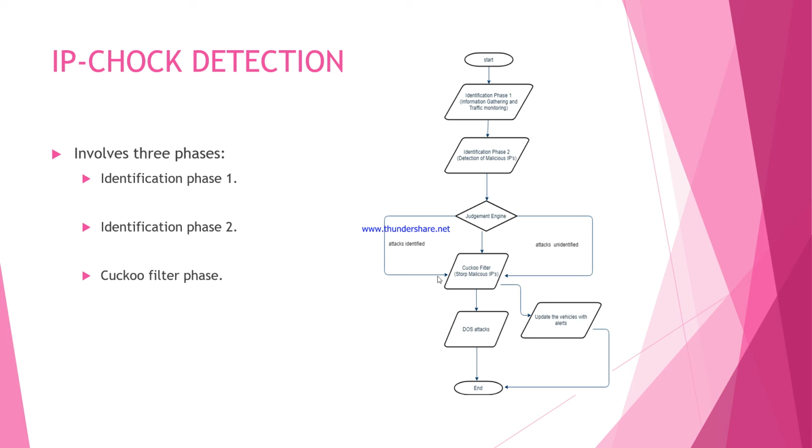In this stage, based on the information collected from the previous phase, the cuckoo filter alerts all the other vehicles that are present in the network through an alarm and sends some details about the vehicle. The alert is only sent to the network vehicles and not to the infrastructure. The process can be successful only based on the output of the judgment engine.